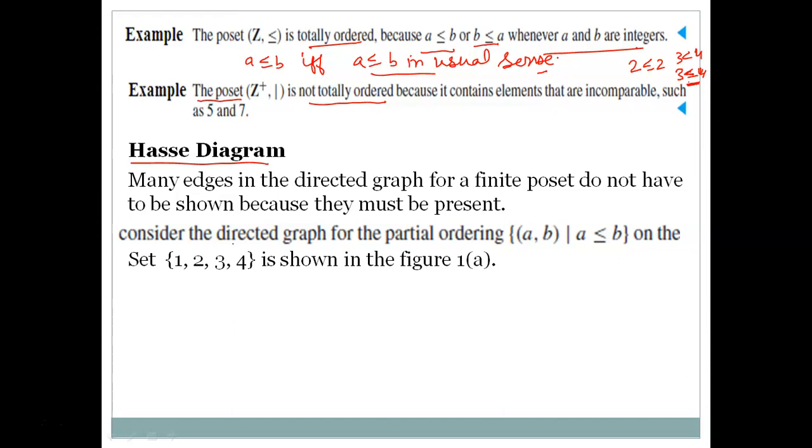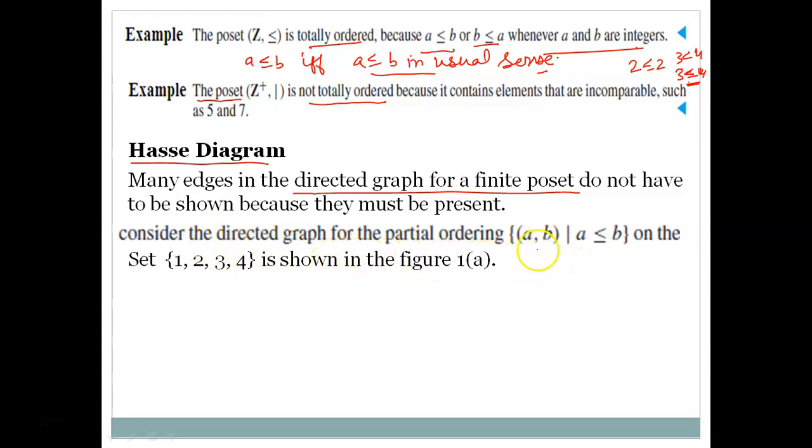So what is the definition? Many edges in a directed graph of a finite partially ordered set do not have to be shown because they must be present. That means if we omit certain edges, even then their presence is obvious. Such a simplified graphical representation of a relation is called a Hasse diagram.